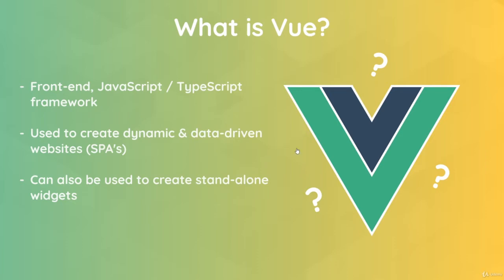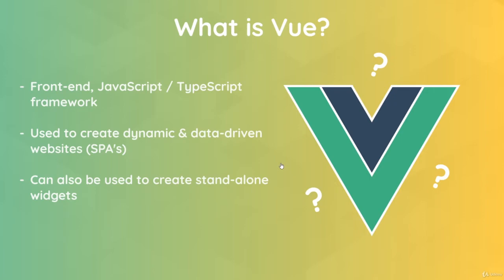Now, when we use Vue.js to create websites or widgets, it makes it really easy for us as developers to interact with the user via the DOM, that's the document object model, and also to manage state and data for the application so that we can easily do things like update the UI dependent on user actions like clicking buttons or typing into an input field or something like that.